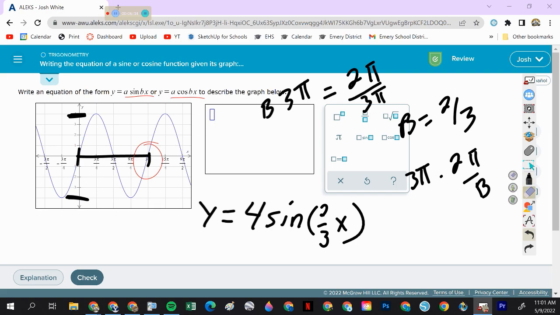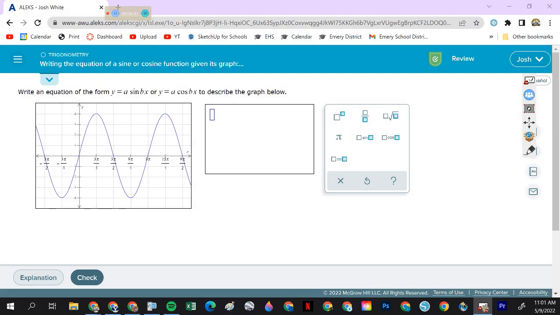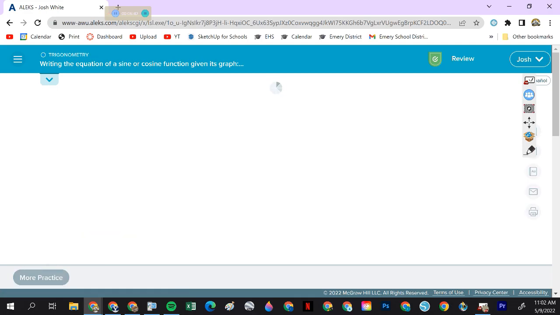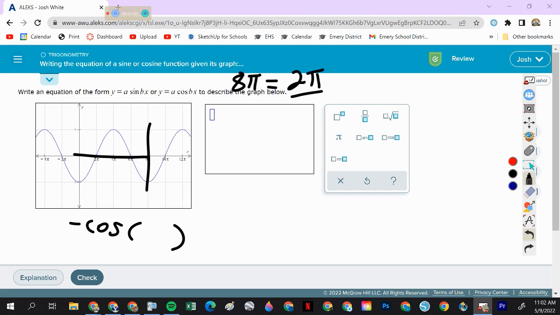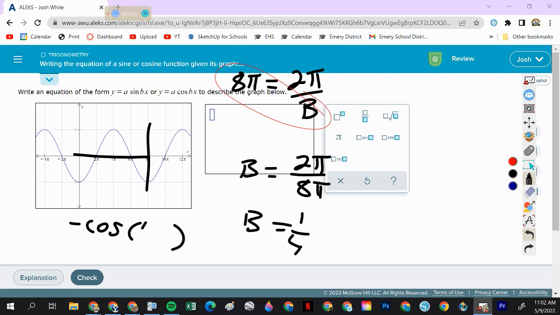Okay, let's do another one. So here, it's going to be negative cosine of a full cycle is 8 pi. So we write 8 pi, that's the period, is equal to 2 pi over B. Switch places with those. B is 2 pi over 8 pi. So B is just 1/4. So 1/4 x.